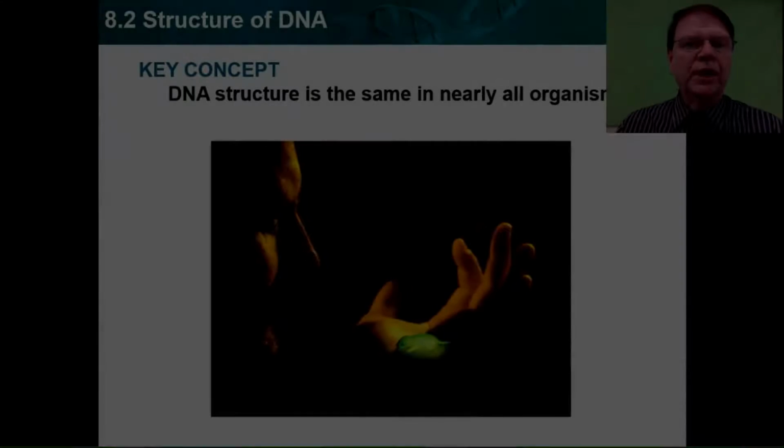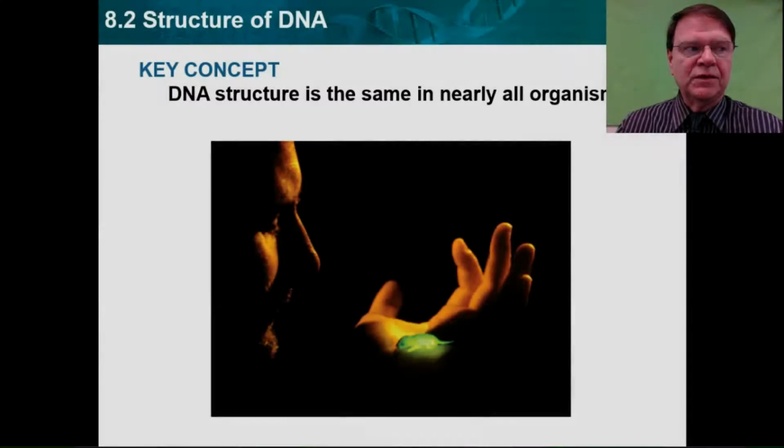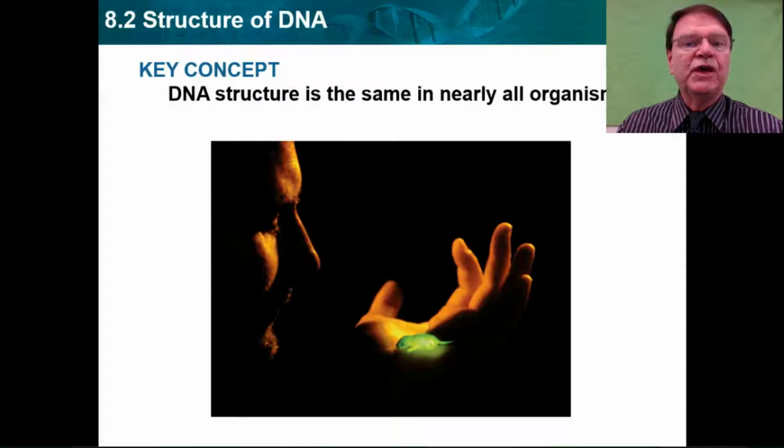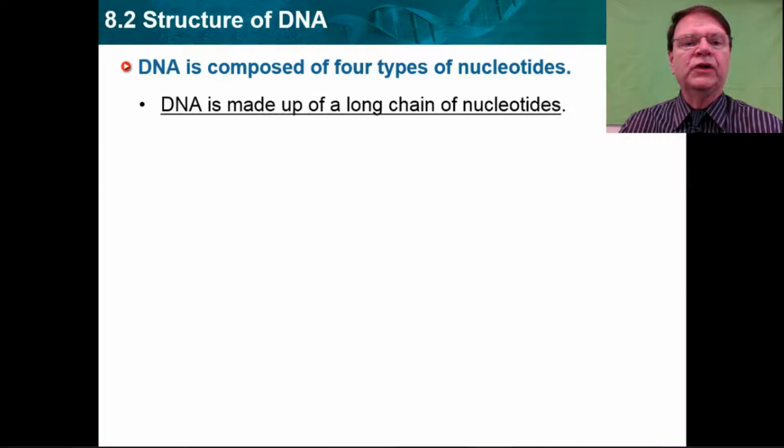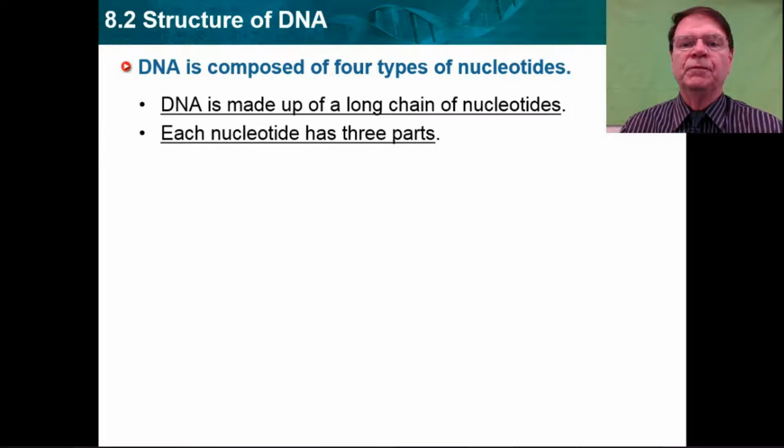Key idea that we want to keep in mind at this point is that the DNA structure is fundamentally the same in nearly all organisms. I think there's under 20 organisms that use a different structure. And they're all made up of basically 4 nucleotides. So we have a long chain of these monomers, these smaller molecules that make up very long, large molecules of DNA.